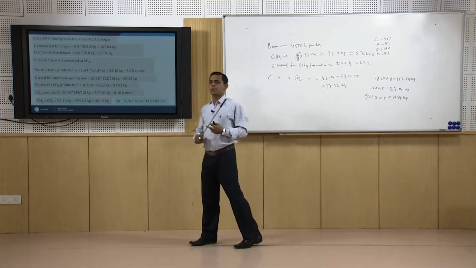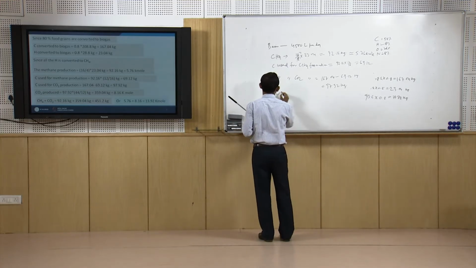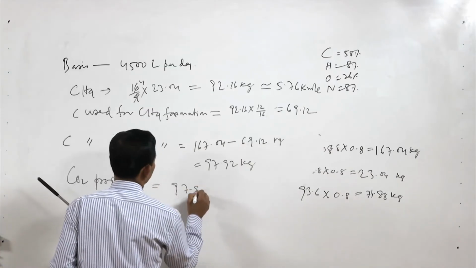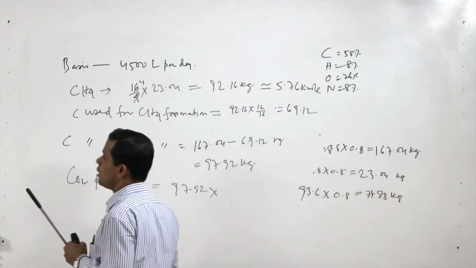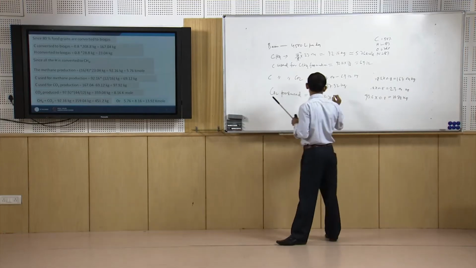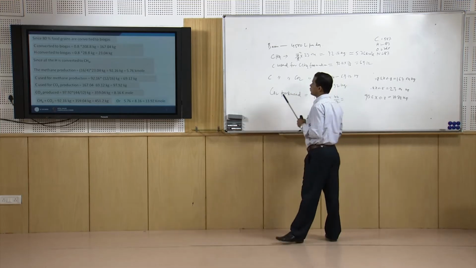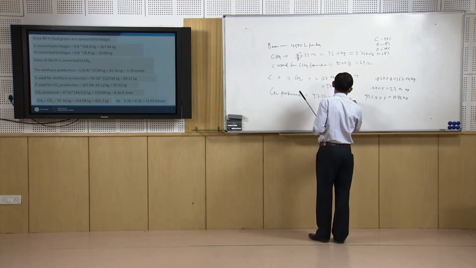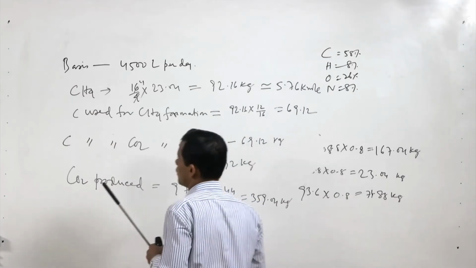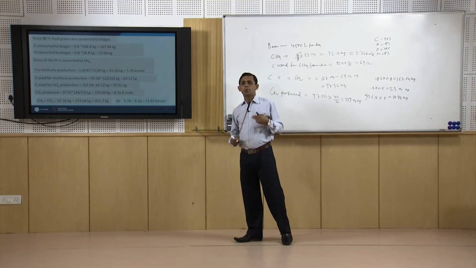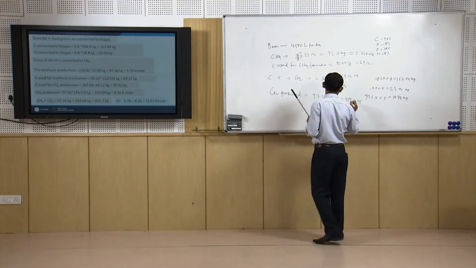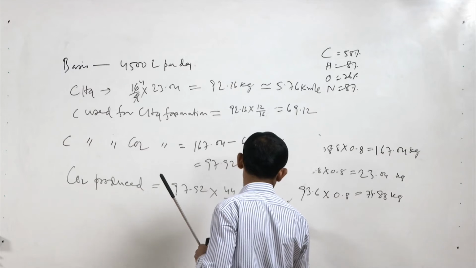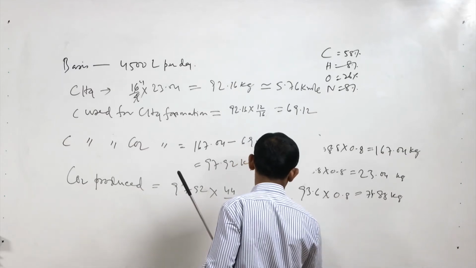Then how much CO2 is produced? So, CO2 produced is equal to 97.92 into 44 divided by 12, and that is equal to 359.04 kg. So, 359.04 kg in how many moles we can get is equal to divided by 44. So, it will be giving us 8.16 kilomole.